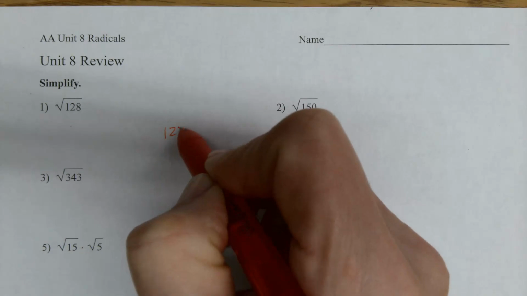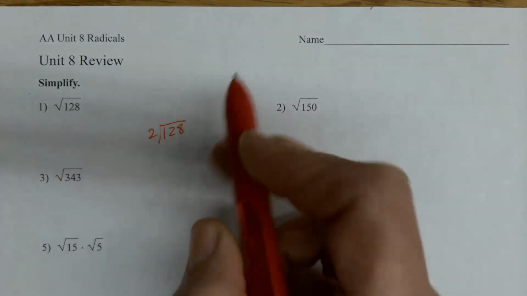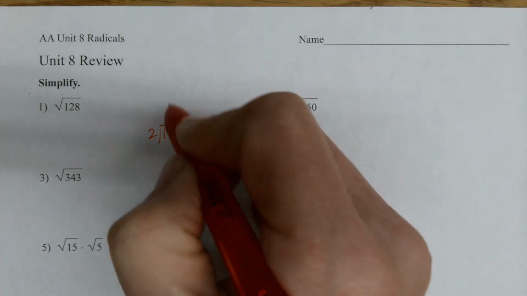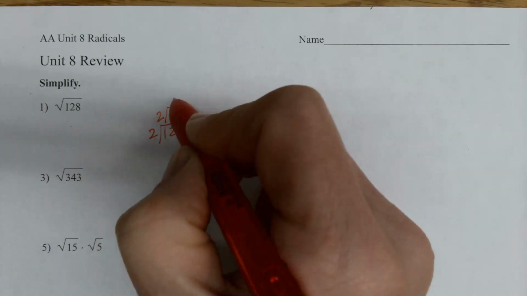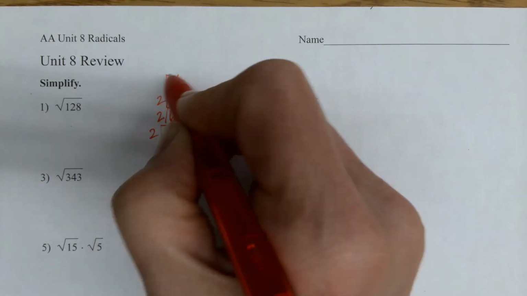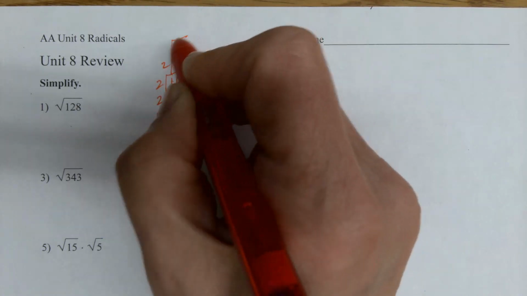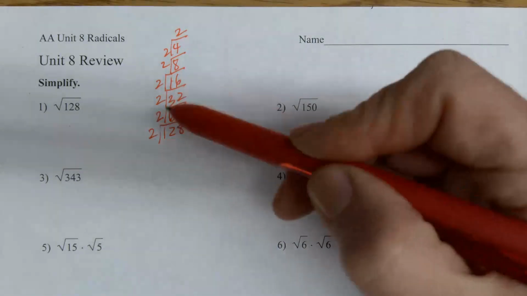Remember, you just do it by repeated division. So I'm going to divide by the smallest number possible that can go in there. 2, it's even, so 2 can go in. So I'll divide by 2. That gives me 64. I'll keep dividing by 2 as long as I can. Looks like this one's going to go all the way. Keep dividing by 2, and everything was divided only by 2 all the way through.